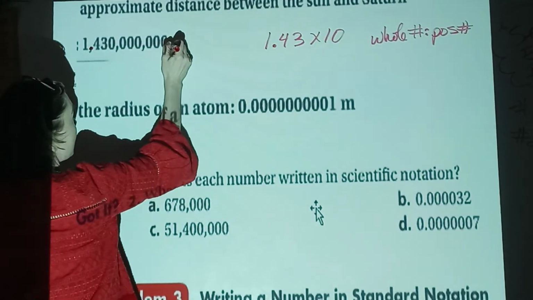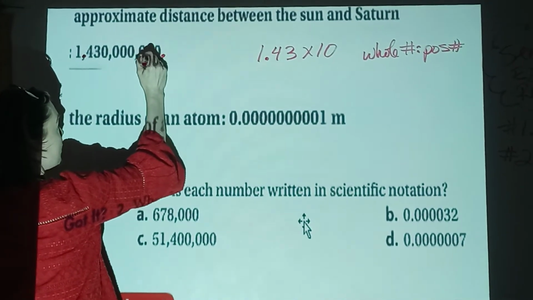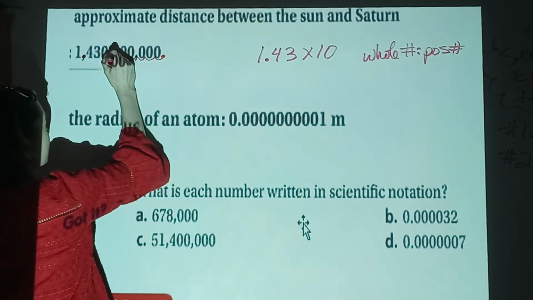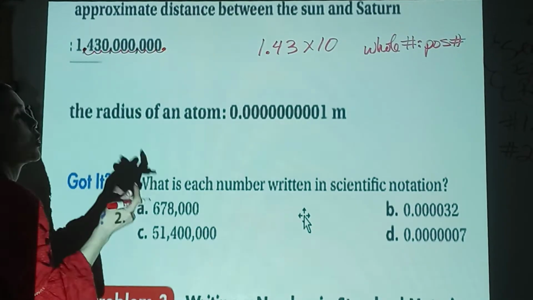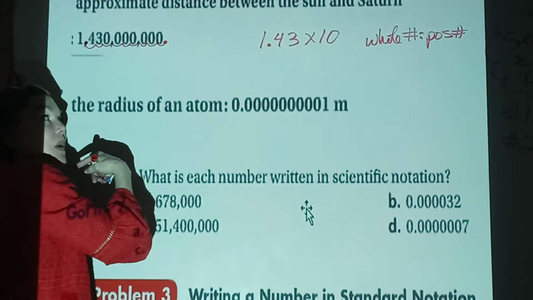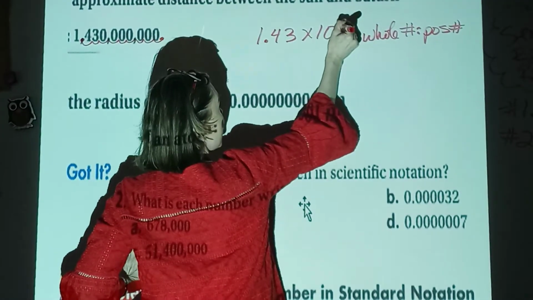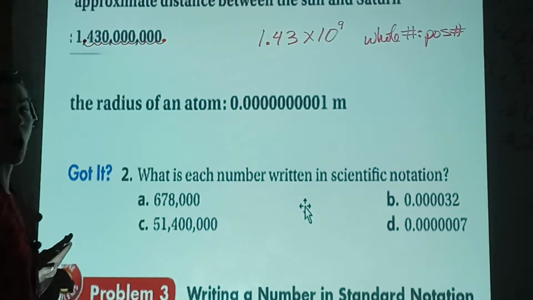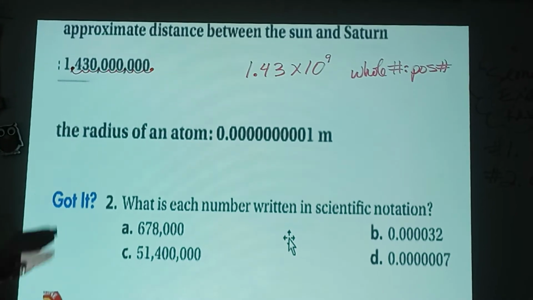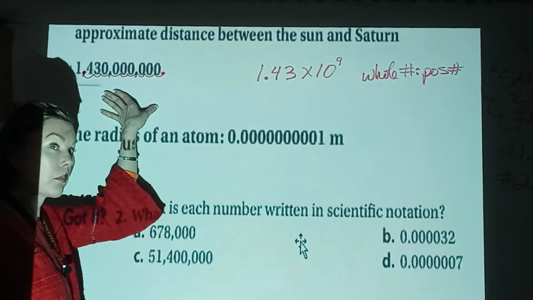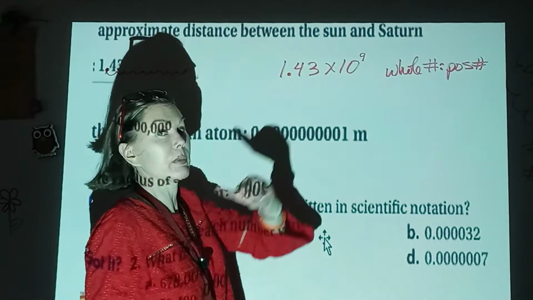So how many times do we have to move the decimal? 1, 2, 3, 4, 5, 6, 7, 8, 9. We had to move the decimal 9 spaces to the left. So that's the exponent that goes in our answer, okay? So again, when you have a whole number, the exponent will be positive.